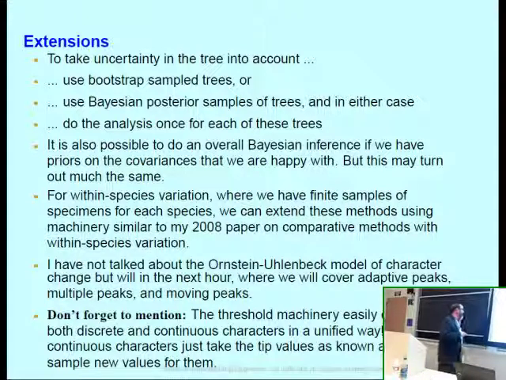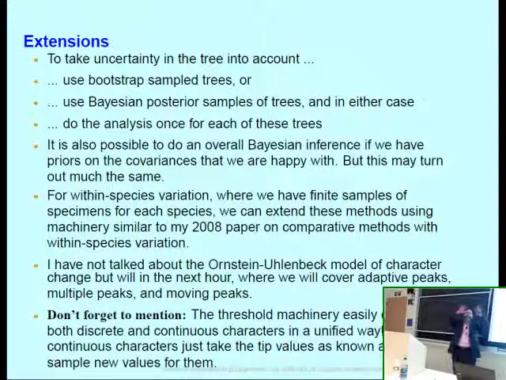But a more important point that I make sure I mention is that this threshold machinery for 0-1 characters can also unify comparative methods with both discrete and continuous characters in a very simple way. I was doing all this, and I had the program working, and then it suddenly hit me. What would I do if one of these characters was not really discrete but was continuous? And I said, well, in that case, we'd know it's at the tip, we would know what its value was. We'd know what the population mean was. And then I said, well, that's the only thing that would be different about it, that we would know the tip value.